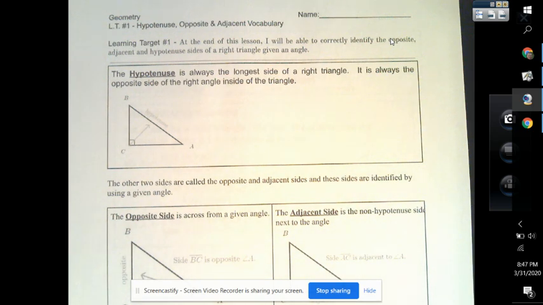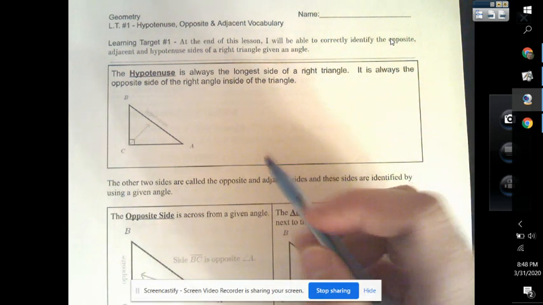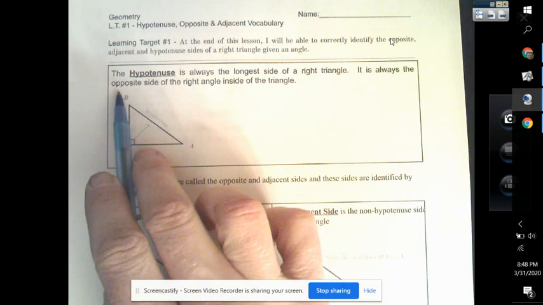So we're going to take a look at our first learning target here, which is that at the end of this lesson, I will be able to correctly identify the opposite, adjacent, and hypotenuse sides of a right triangle given an angle. These are some very important vocabulary words that you are going to need in order to go further in this unit. So we're going to start off with the easiest one that you've seen before.